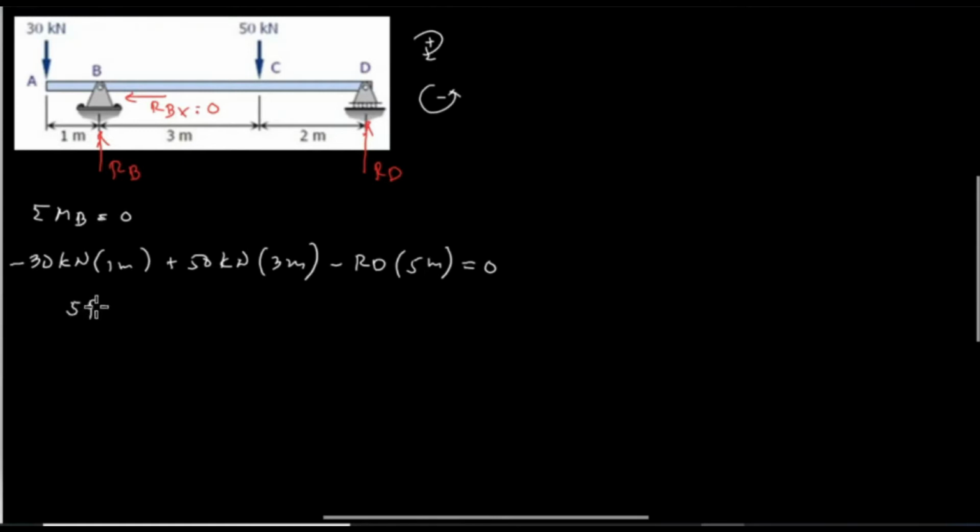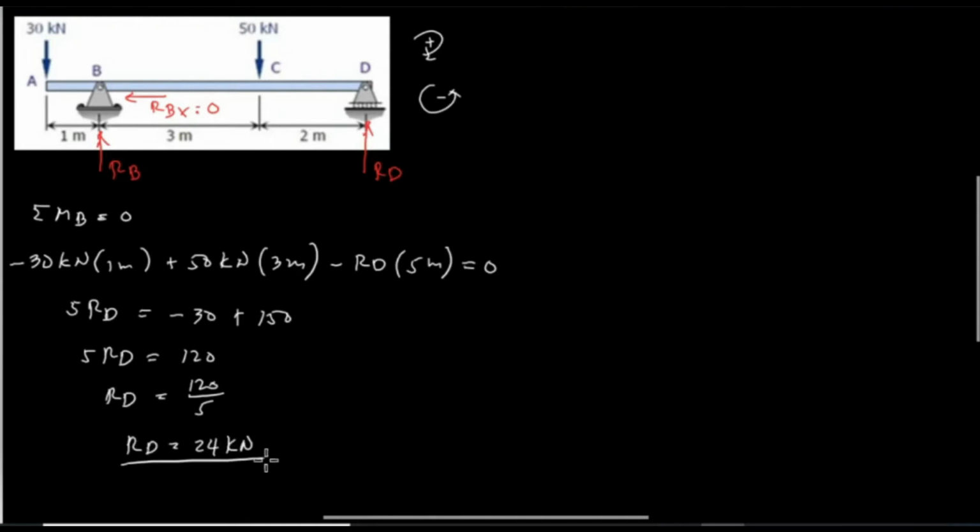5 RD, we transpose to the other side, and it is equal to negative 30 times 1 or negative 30, plus 150 times 3 or 150. And 5 RD is equal to negative 30 plus 150, which is 120, and RD is equal to 120 over 5, and it is equivalent to 24 kilonewton. So RD is equal to 24 kilonewton.